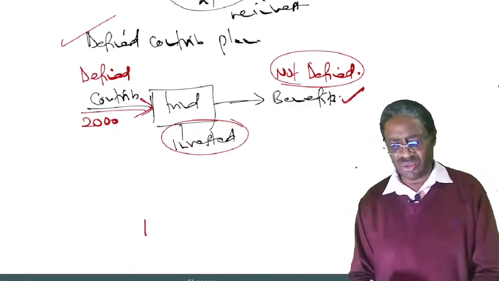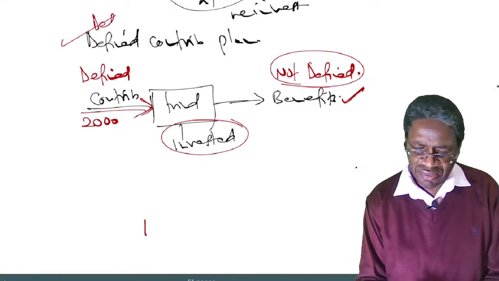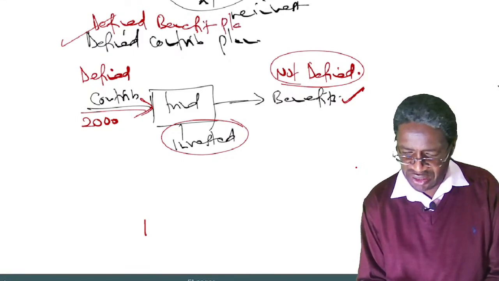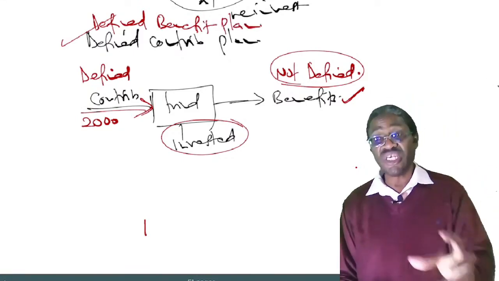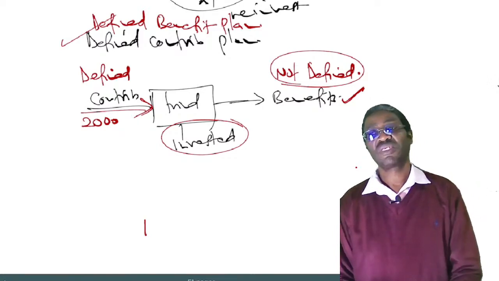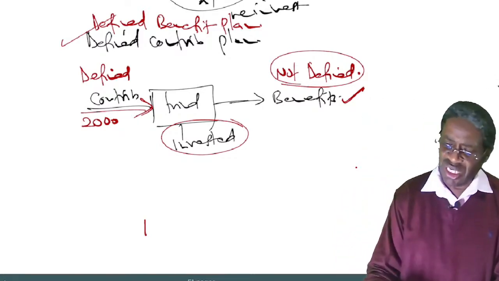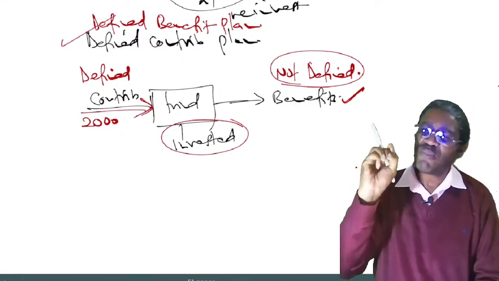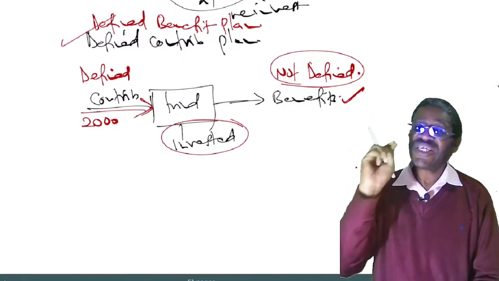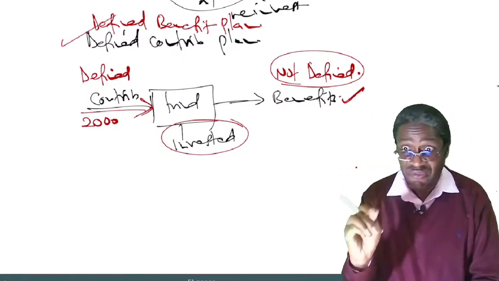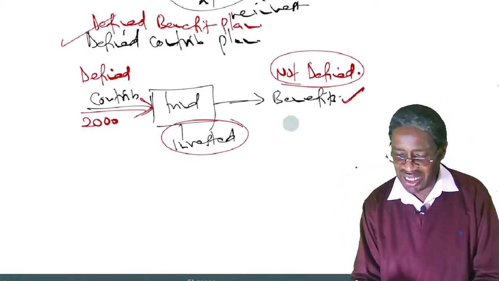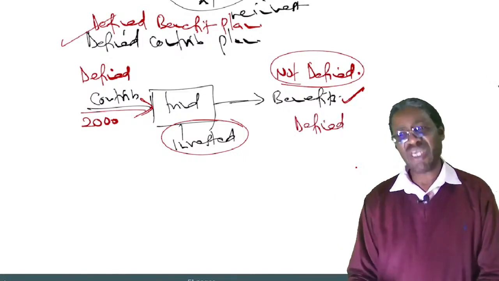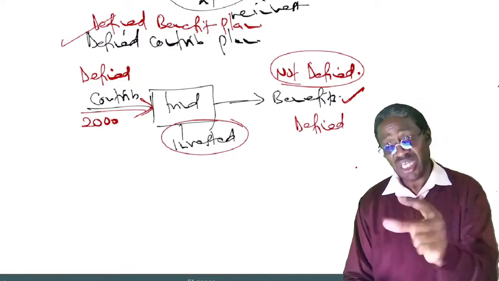The second one is what we were calling the defined benefit plan. That's another way you can go into this kind of pension scheme as an employer. And we said, in a defined benefit plan, how much the employees will take home at the date of retirement, their benefits, those benefits are defined. The benefits are defined, meaning they are known in advance.